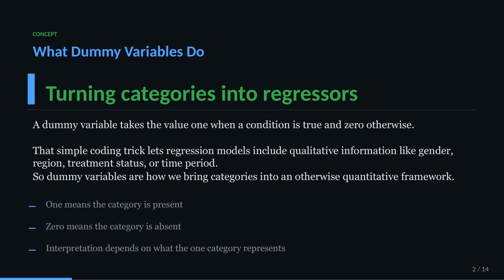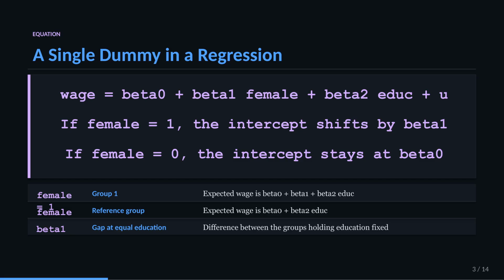Take a simple wage equation with a female dummy and years of education. If female equals 1, the expected wage is the intercept plus the female coefficient plus the education term. If female equals 0, the expected wage is just the intercept plus the education term. So the coefficient on female measures the difference between women and men, holding education fixed. This is the first big interpretation rule for dummy variables. A dummy coefficient is a conditional difference between groups, not just a raw mean difference across the sample.